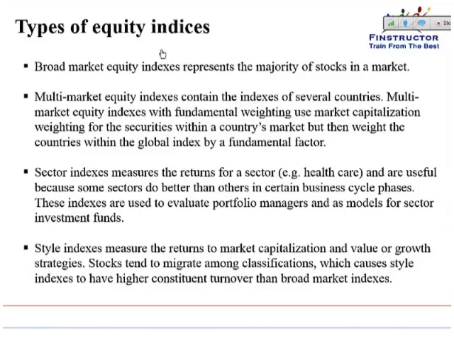Now there can be various classifications made of equity indices. So broad market equity indexes represent the majority of stocks in a market. So these will generally have a high number of securities, and they represent the performance of the equity asset class or the broad market. So CNX 500 will have 500 stocks in the Indian market. Similarly, other indices with 1000 securities, 2000 securities, or 500 securities are referred to as broad market indices.